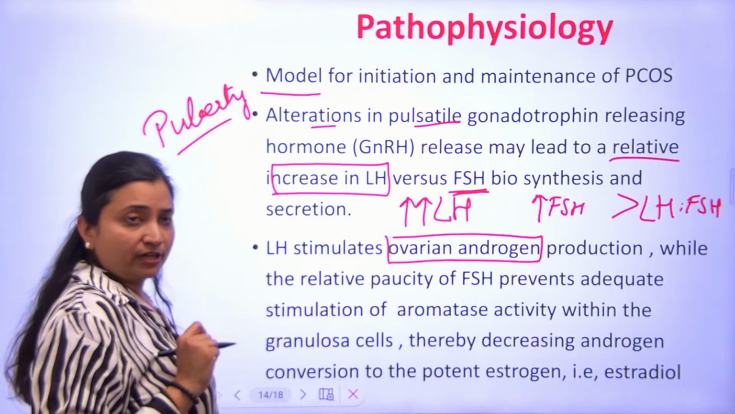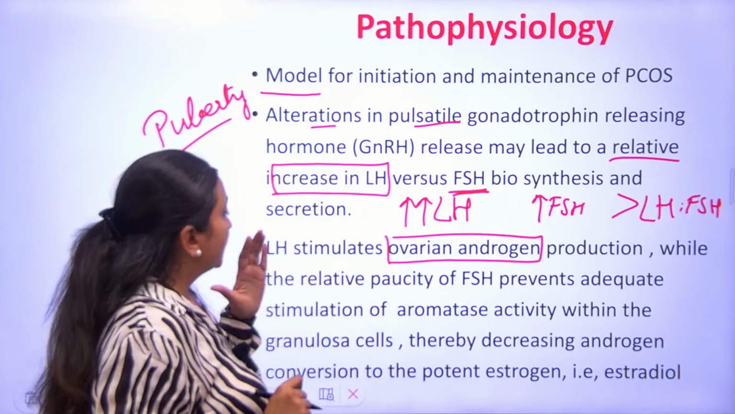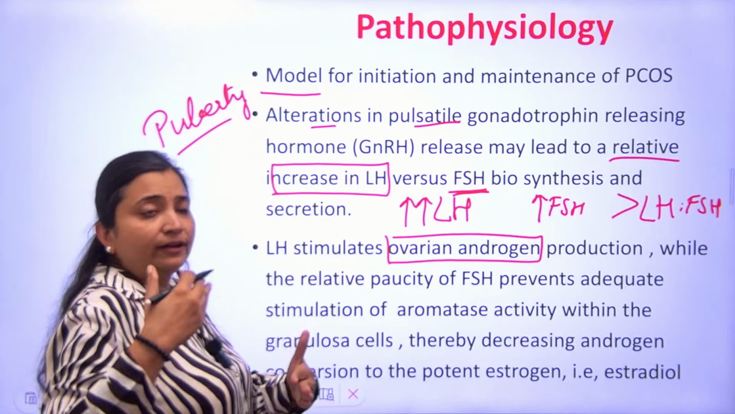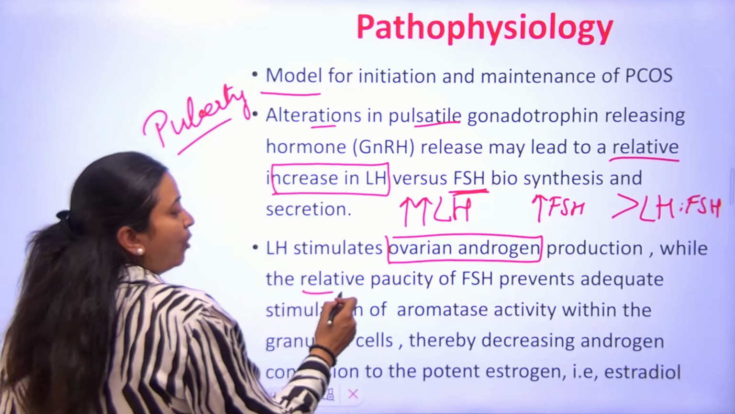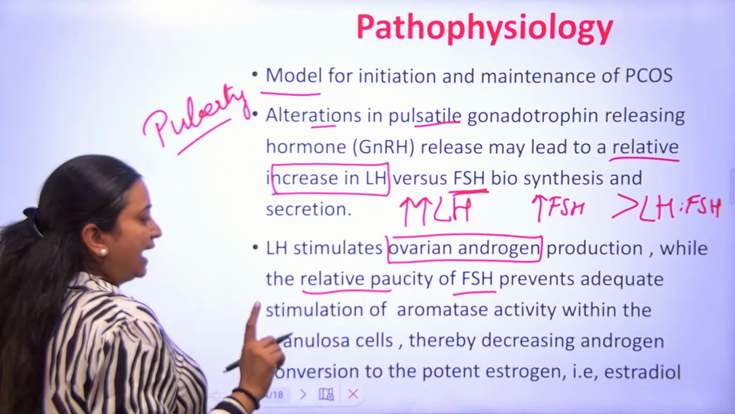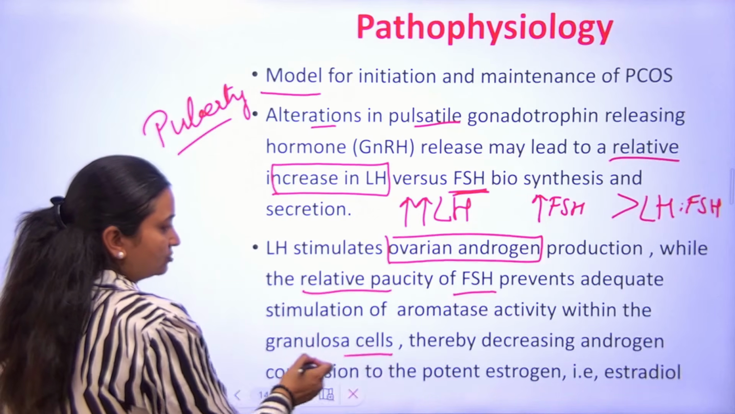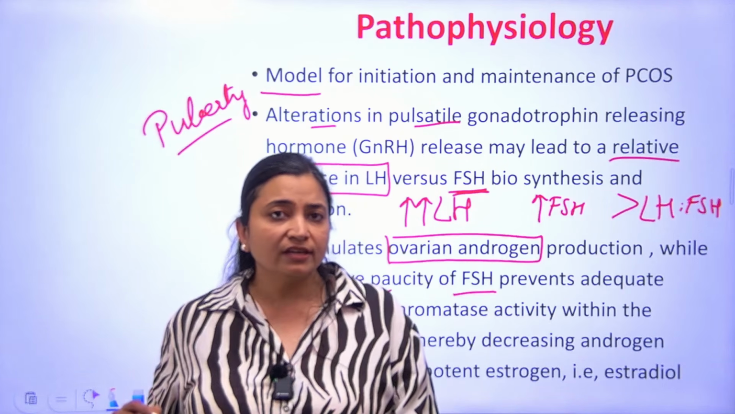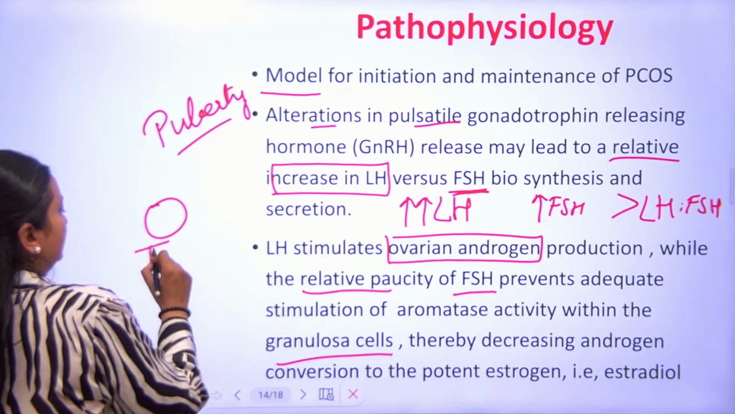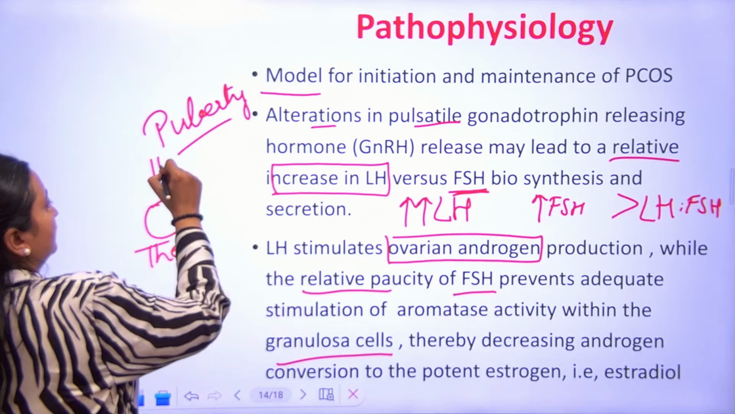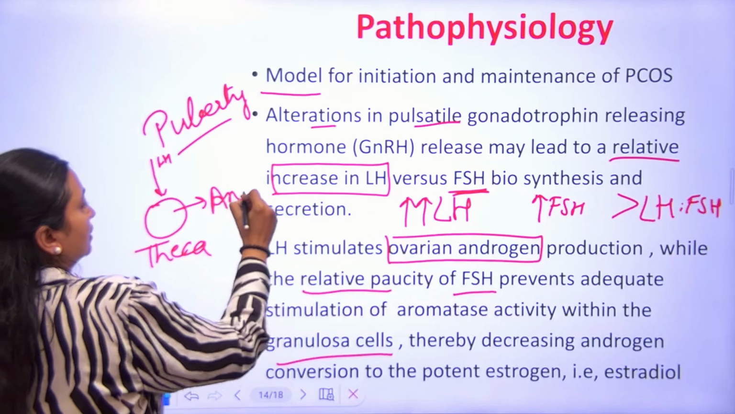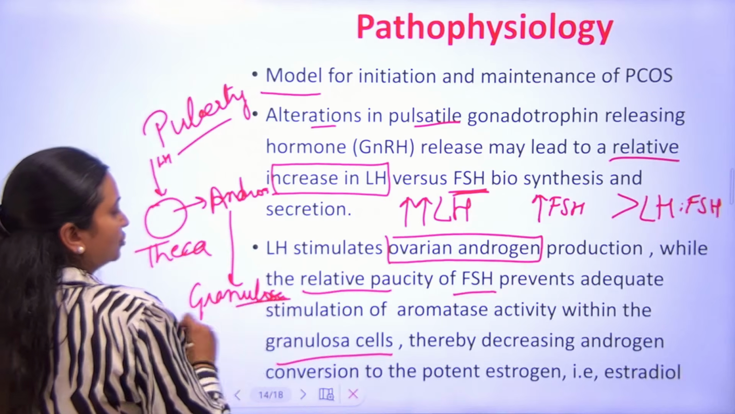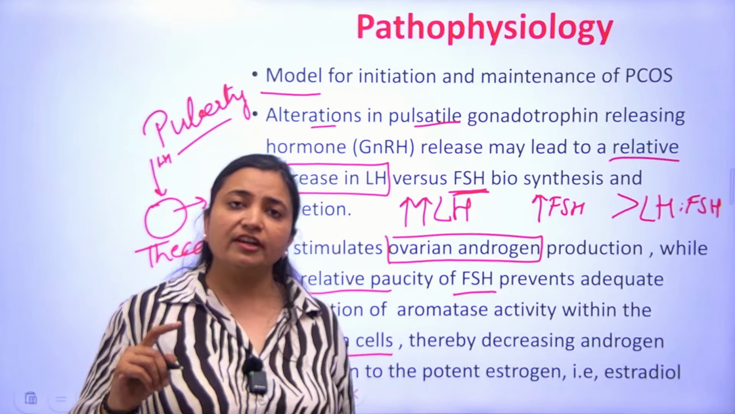What are the sources of androgen in our body? Ovary or adrenal gland. In this case, LH acts on the theca cells of the ovary and more androgen is produced, while there is a relative paucity of FSH which prevents adequate aromatase activity within the granulosa cell. Do you remember the two cell, two hormone theory? We have a granulosa cell, we have a theca cell, right? So what happens in theca cell, LH acts on it and forms the androgen. This androgen inside the granulosa cell is aromatized to estrogen, which is estradiol, a very potent estrogen.